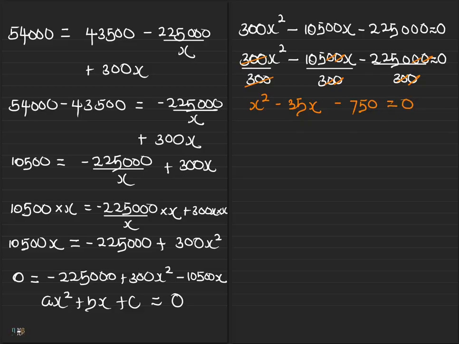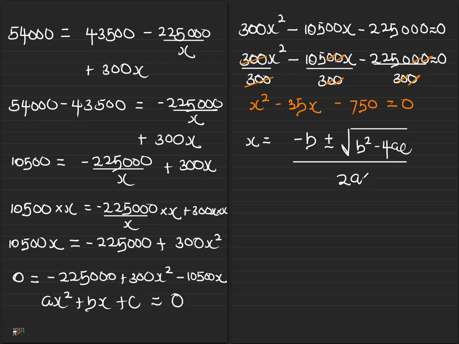So this here is our quadratic. The easiest way to solve is by using the almighty formula, which says our x is equal to minus b plus or minus the square root of b squared minus 4ac, all over 2a.